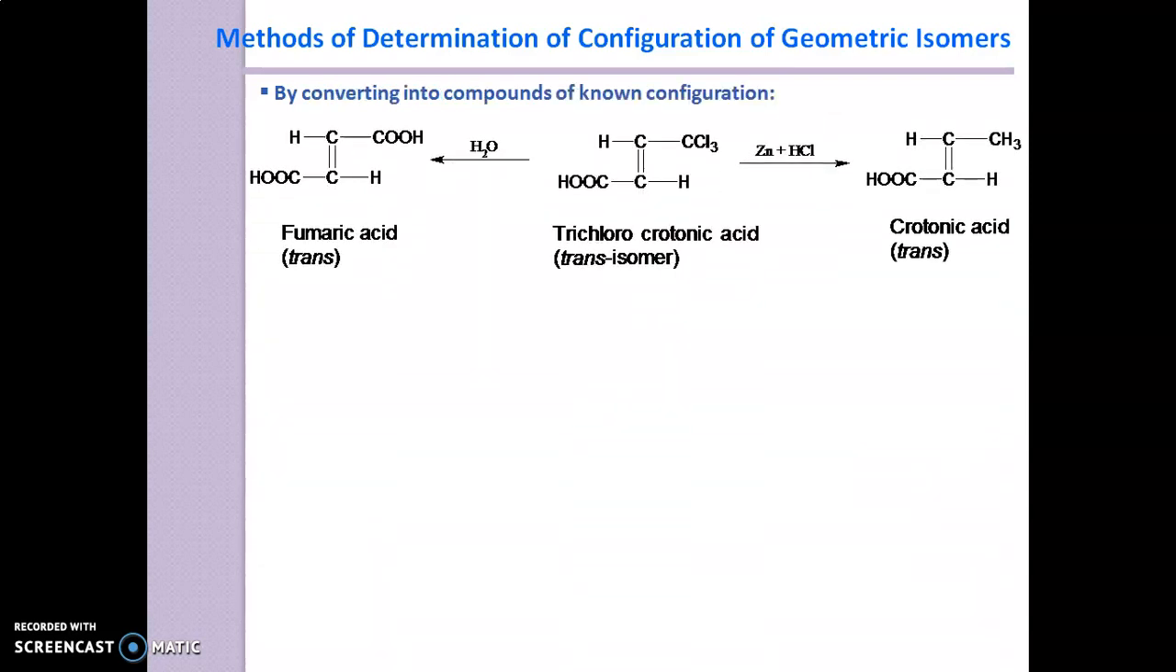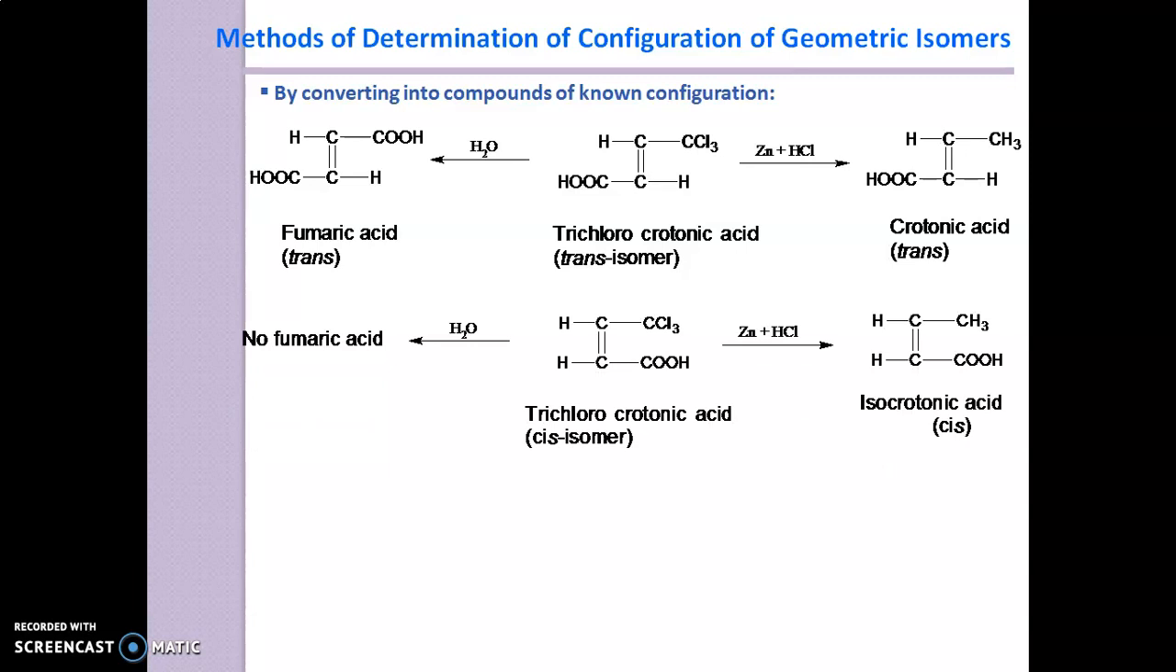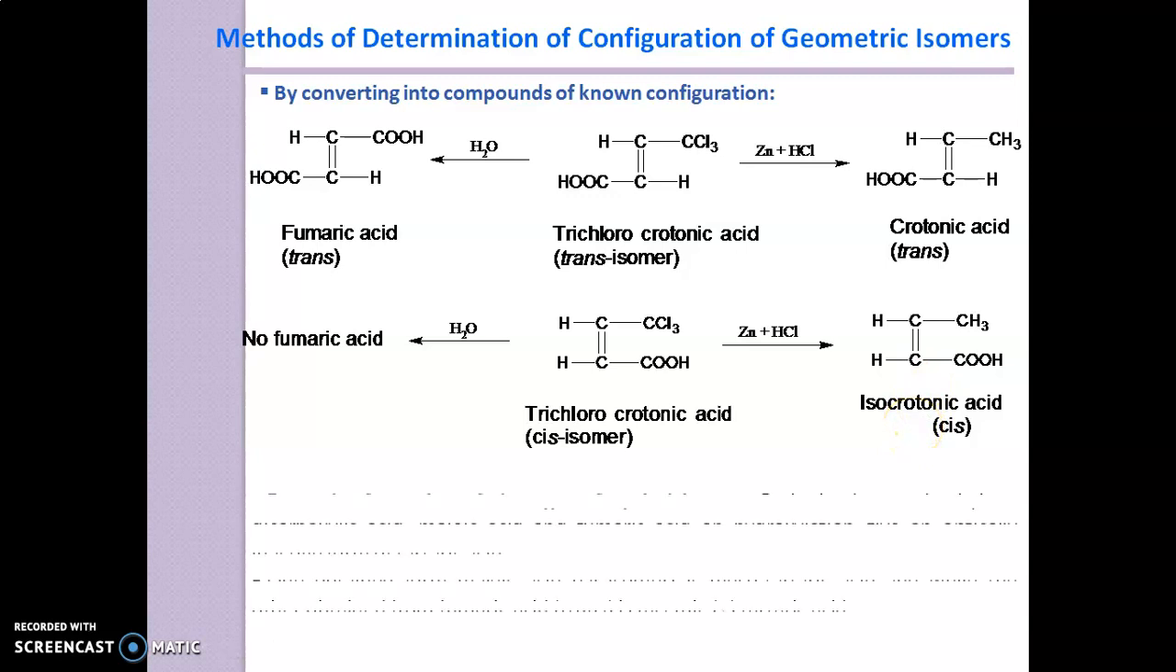Here is the reaction. From that we conclude how we can identify this configuration. Here the trichlorocrotonic acid, which is a trans isomer, on hydrolysis forms fumaric acid, which is a trans isomer, and on reduction it gives crotonic acid, which is also a trans isomer. But in the case of the cis isomer, on hydrolysis it doesn't form fumaric acid, and on reduction it forms isocrotonic acid, which is a cis form.